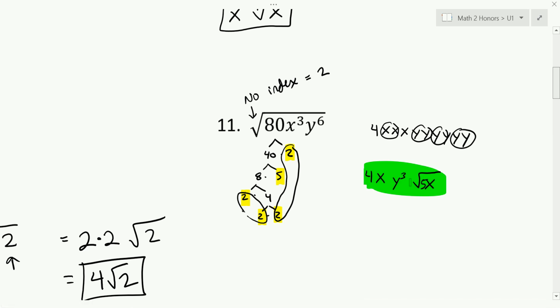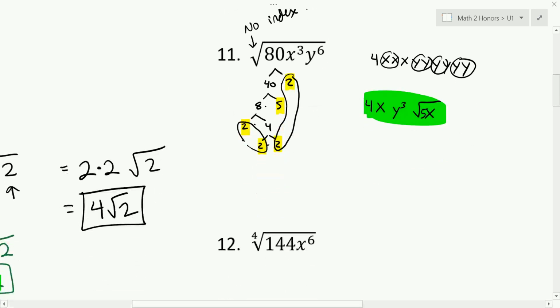Okay, so you break this down, you got 2 pairs of 2's, so that's a 2 times a 2, that gives you the 4. That 5, don't forget, that's left under here. You got a pair of x's, so that gives you 1 pair, and that's left under. And you got 3 pairs of y's, and so that's why you get that.